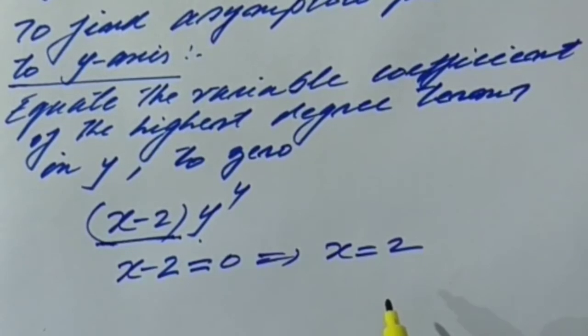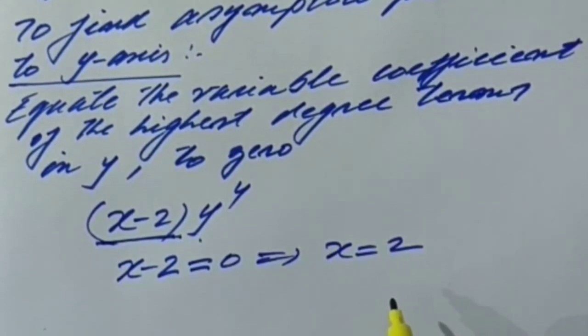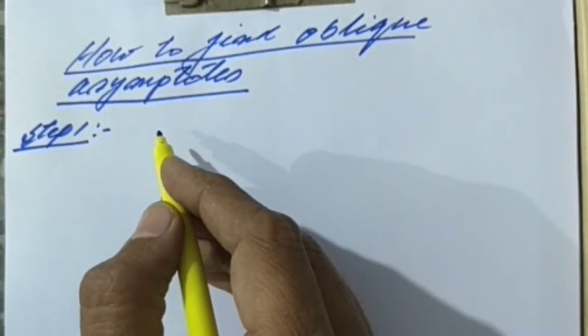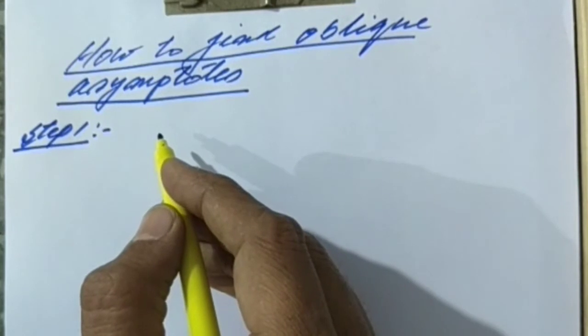Now we will discuss how to find oblique asymptotes. In order to find oblique asymptotes, first we need to observe the highest degree terms in the equation of the curve to be plotted.